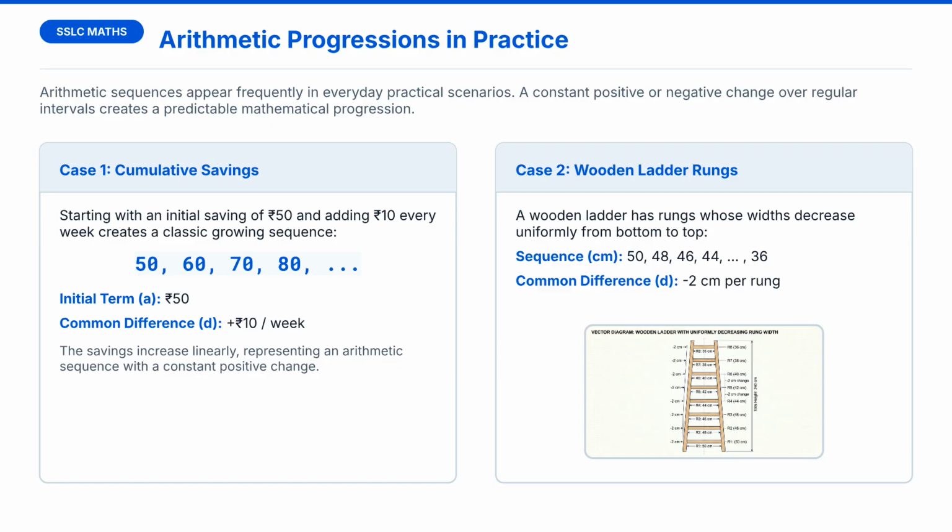Arithmetic progressions are common in real life. Whether it is cumulative savings increasing by a set amount each week, or the uniform decrease in the widths of ladder rungs, these sequences help us model predictable growth or decline.